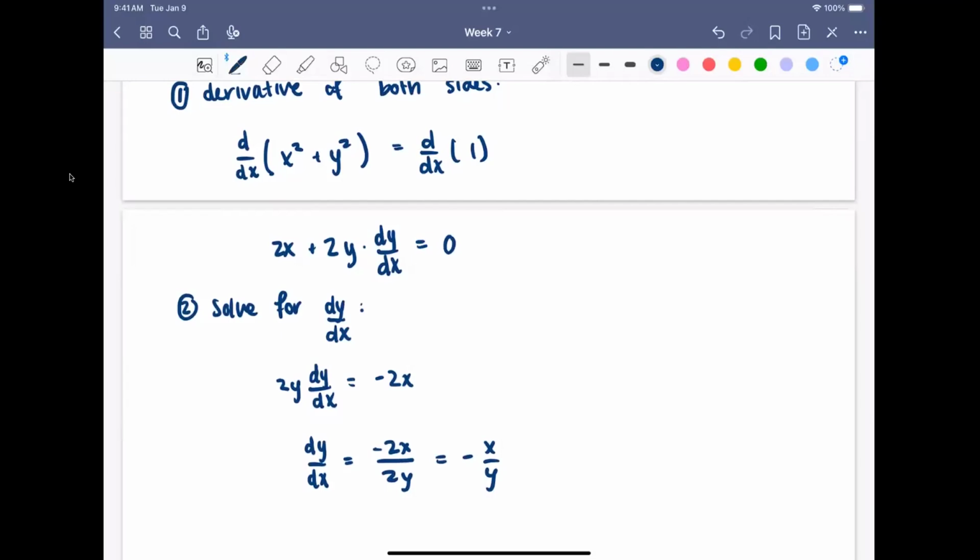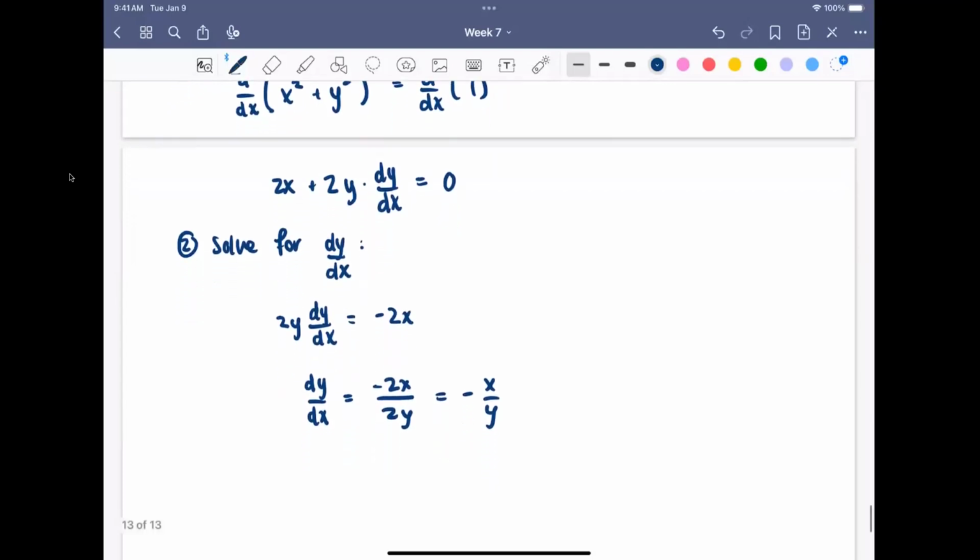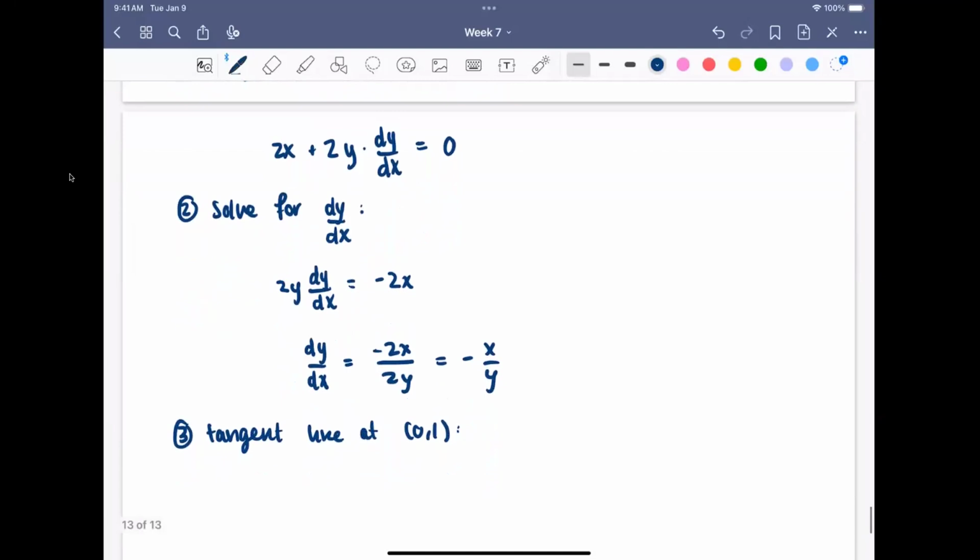Okay, so now if I wanted to find the equation for the tangent line, or just the slope, at (0, 1), I just plug in 0 and 1 to my equation for dy/dx. So I get dy/dx is equal to minus 0 over 1, which is just 0.